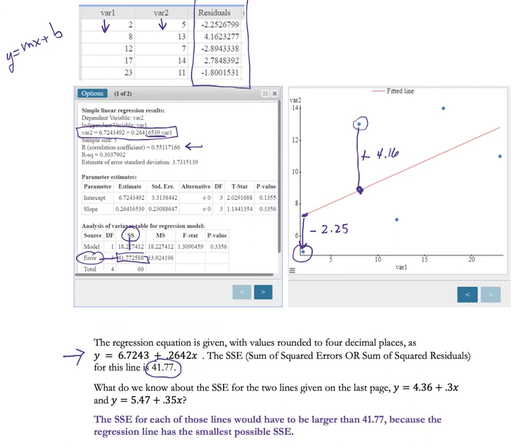Well, hopefully you said exactly what I have here, that the sum of squared errors for each of those lines would have to be larger than this value of 41.77, because this regression line and every regression line has the smallest possible sum of squared errors.